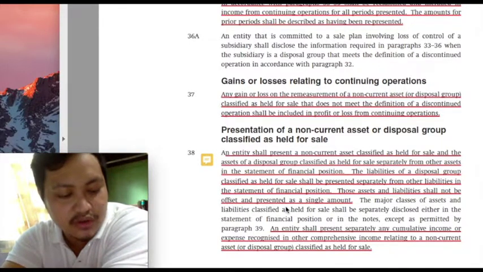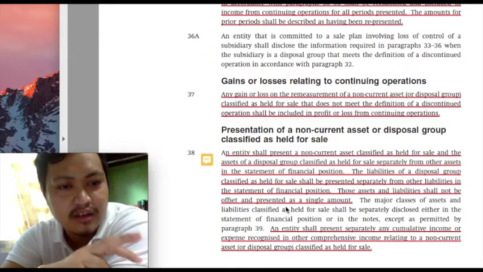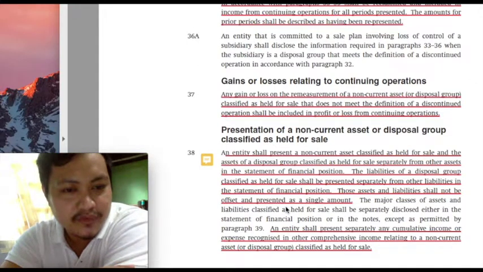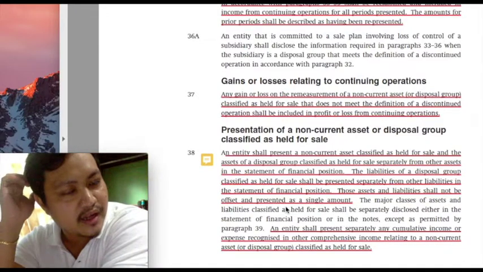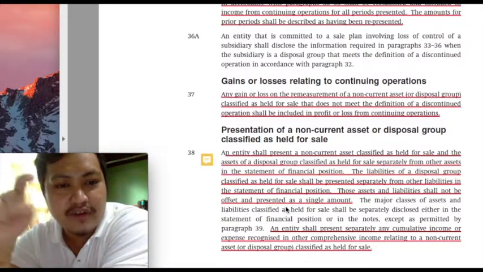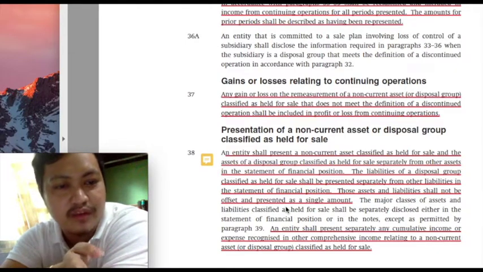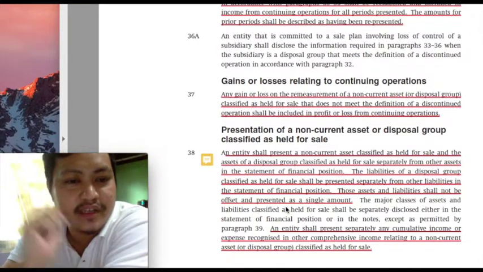You will now separate the assets from a disposal group from the assets that are not part of a disposal group, even though they are of the same kind. So if you're selling a land, okay, supposedly all your lands will be presented under a single amount, under a single line item. Okay, but if you now have a land that is held for sale, it is still presented in your assets, but it will not be presented together with all the other lands. Okay, that's what you have to remember as to the presentation in the statement of financial position.